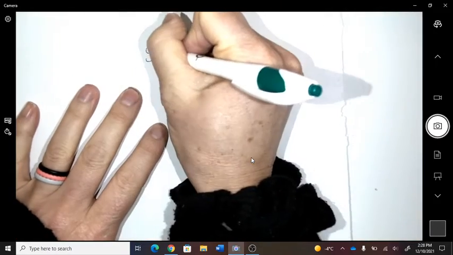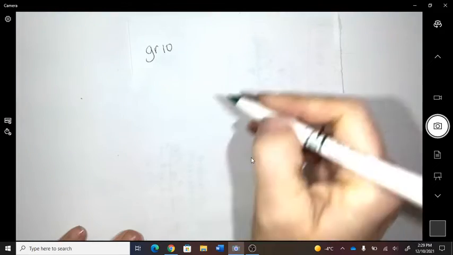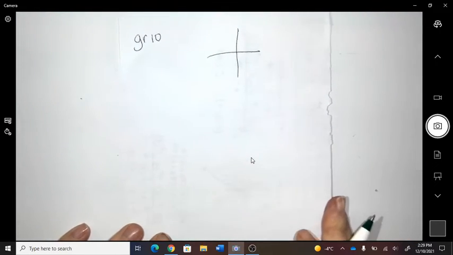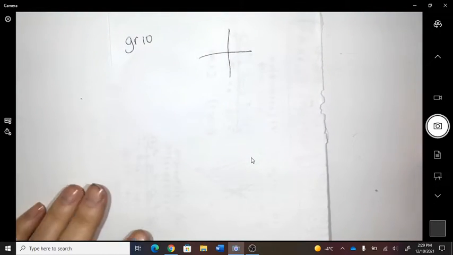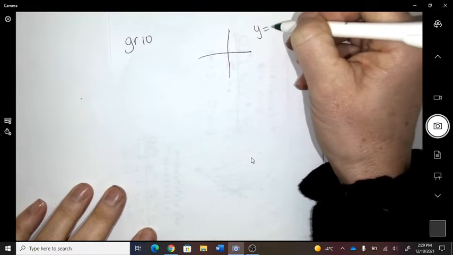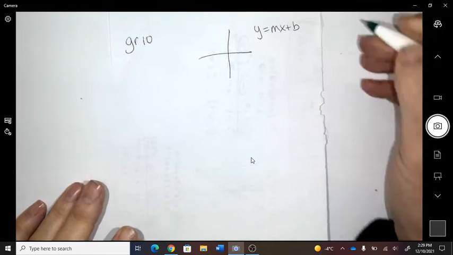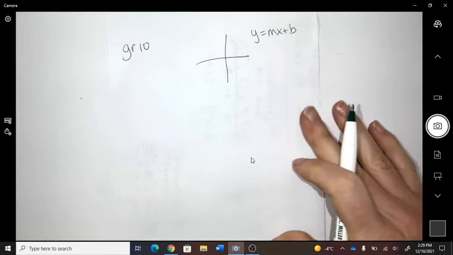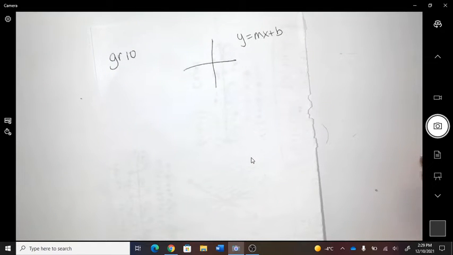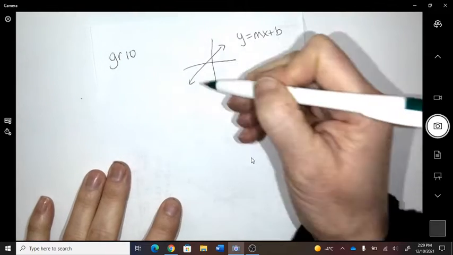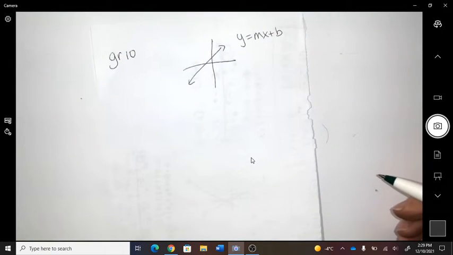Okay, let's talk about the progression of your grades. So in grade 10, you graphed something. Do you remember what it was? Okay, you don't need to write this down. This is what you get in grade 10. What shape does it make when I physically graph it? It makes a line. Yeah.